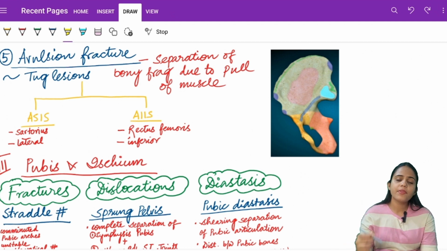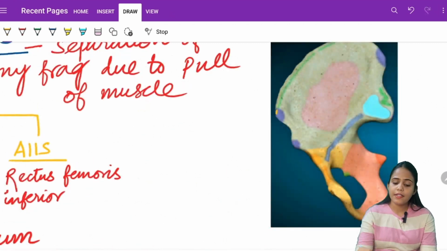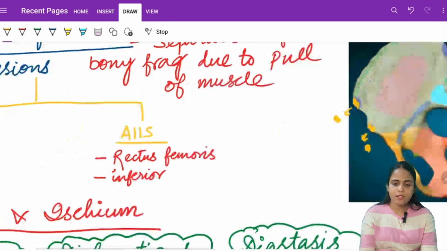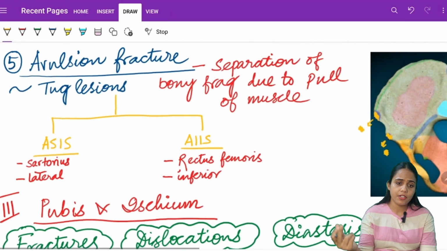So, in the ilium, the usual regions where the avulsion fracture is going to happen are two important sites of bony attachment. Number one, the anterior superior iliac spine, and number two, the anterior inferior iliac spine. So this might get displaced laterally like this, and the anterior inferior iliac spine usually gets displaced inferiorly like this. The muscle that gets involved in avulsion fracture of the ASIS is usually the sartorius, and for the AIIS, the muscle that is involved and causes avulsion is the rectus femoris.